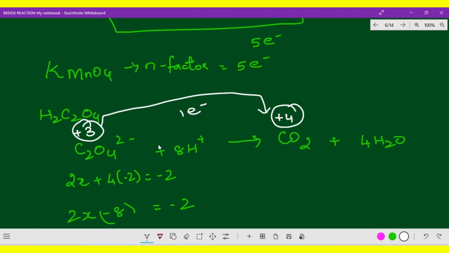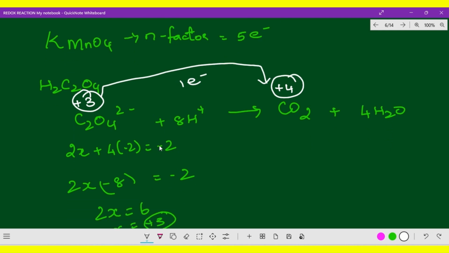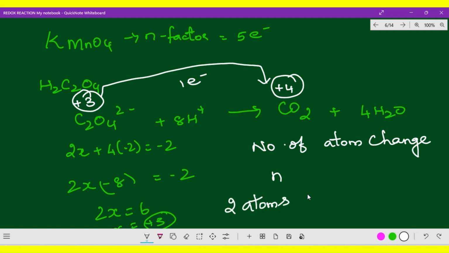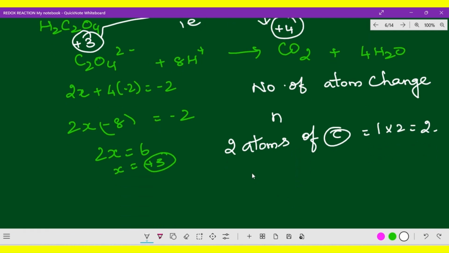So that means for the N factor, we consider the number of atoms changed. Here 2 carbons, and in the product 1 carbon each. The number of electrons changed is 1 only, whereas the number of atoms changed is 2. So naturally, 2 atoms of carbon, 1 into 2 equal to 2. So the N factor is 2 only.